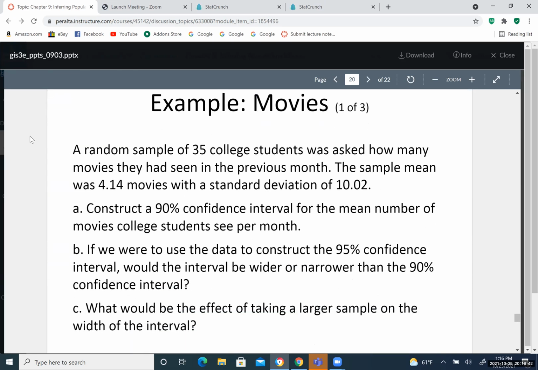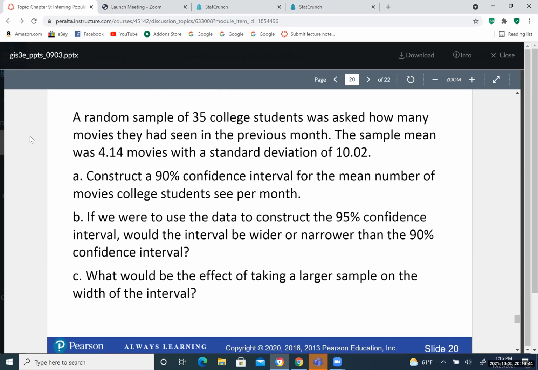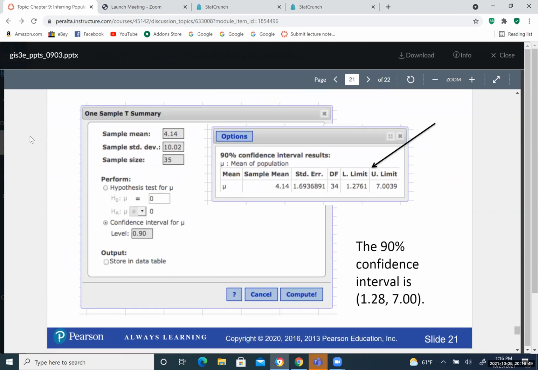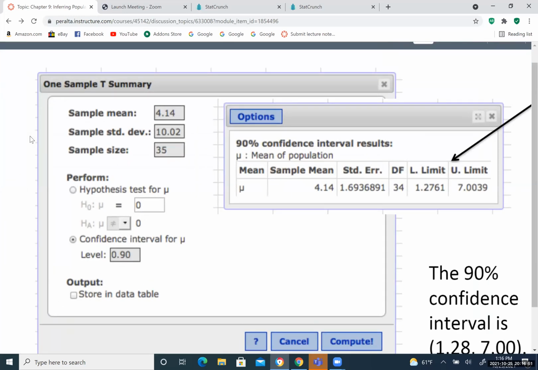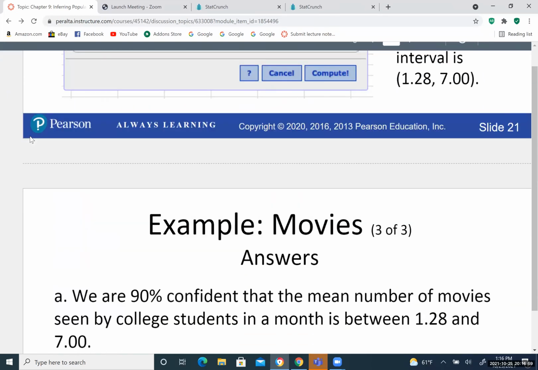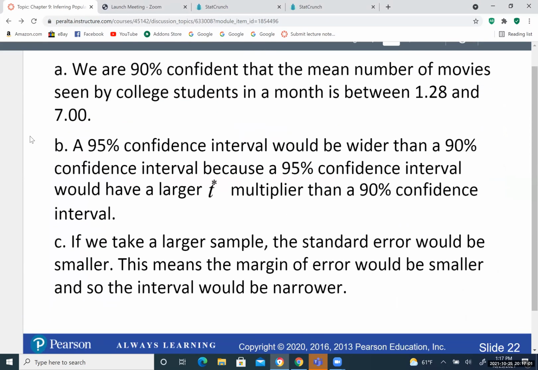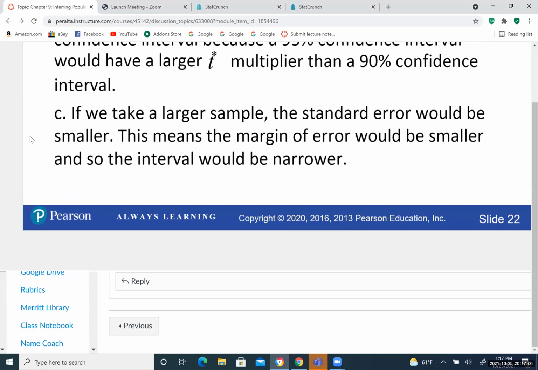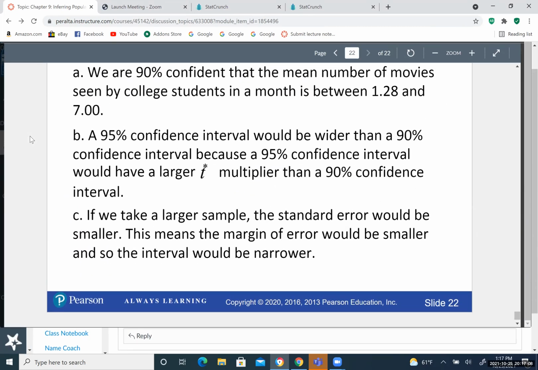Similarly, for the movies example, just do the same thing. You can practice it on your own. Still run StatCrunch like we do, just enter in the values and you can see it. Here we're talking about 90%, so you just type 90 in, not 95. All of this you can practice on your own. It's a similar example. Again, if you have any questions, please ask me.